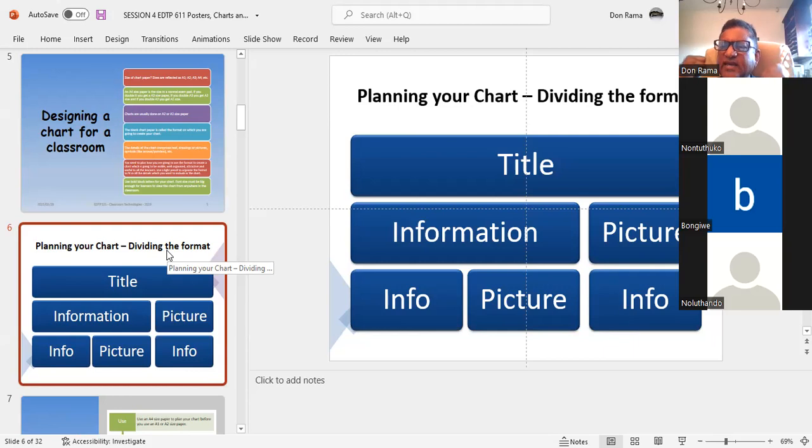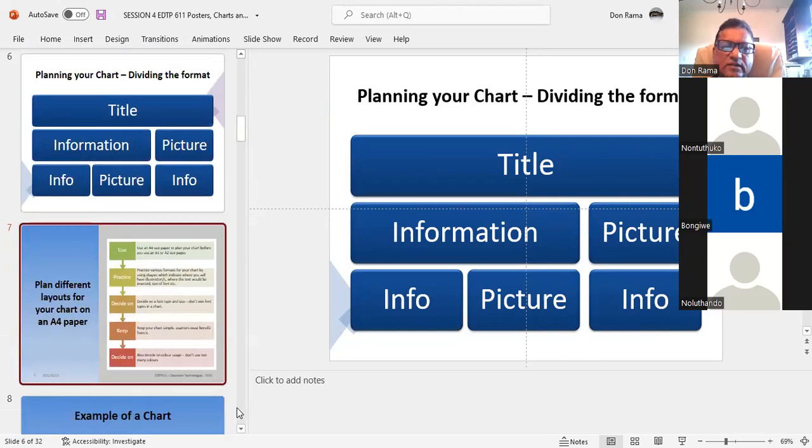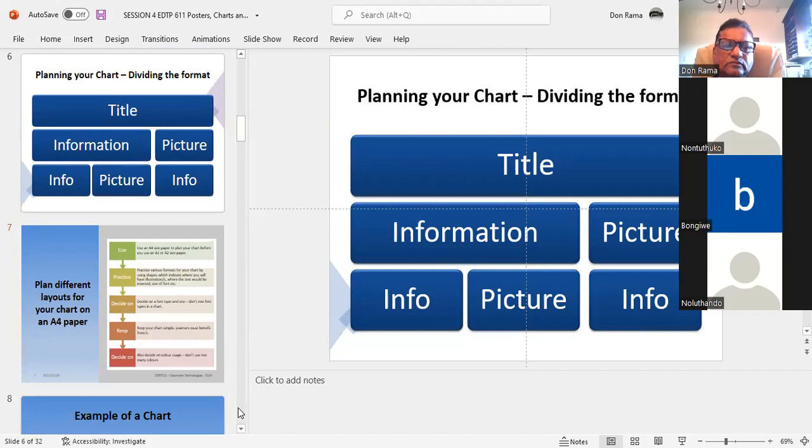Making a chart doesn't mean just taking a blank sheet of paper and writing and sticking pictures on it. It requires a certain amount of thought on the part of the teacher, where to put this information, where to put the pictures or the drawings to make it look attractive to the learners. The learners must be attracted to the chart. They mustn't run away from the chart. So it has to be presentable to the learners. Right. So in the following slides, you will have more ideas.